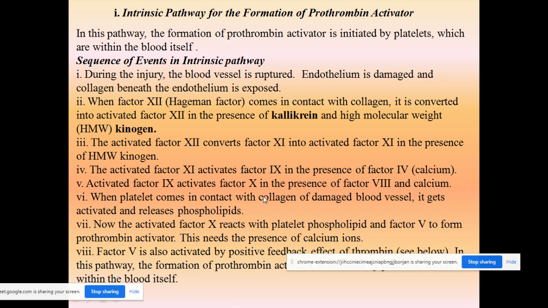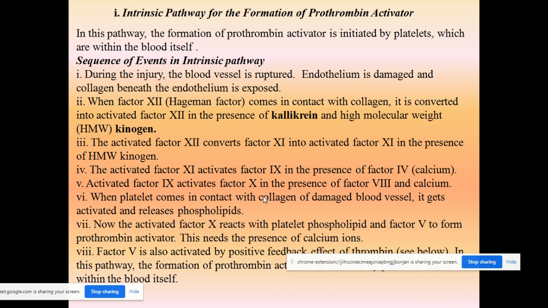Let us recall what happens in the intrinsic pathway. It is very important for the formation of prothrombin activator. Just recall, in this pathway, the formation of prothrombin activator is initiated by platelets, which are within the blood itself. So what is the sequence of events taking place in the intrinsic pathway?